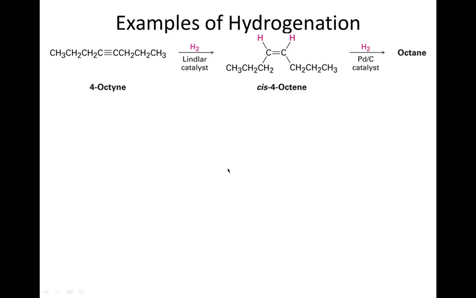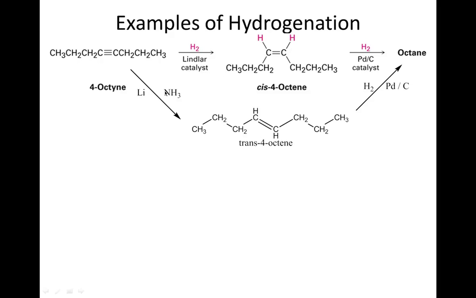So to see some examples, here's a symmetrical internal alkyne. Hydrogen gas over Lindlar's catalyst, we're going to make a symmetrical cis alkene only. And if we used a regular catalyst that we normally would use for an alkene, we'll just go to octane. Now, could you go directly from here to octane? Yes. You just put in hydrogen with the palladium catalyst, and you can go directly from the alkyne to the octane.